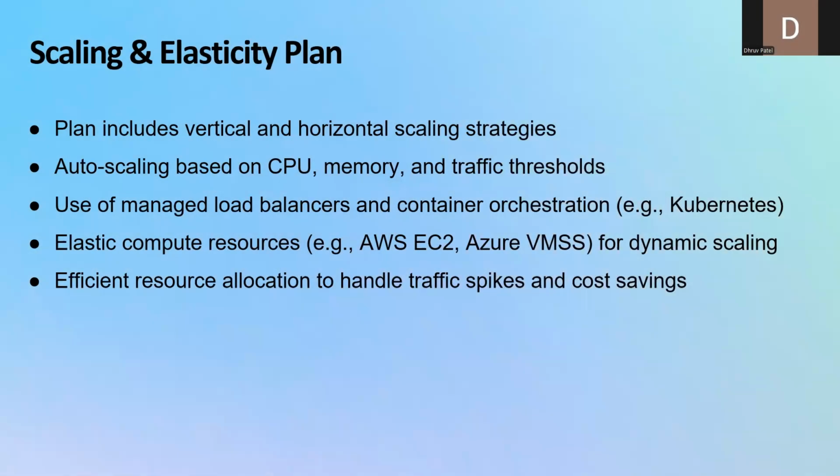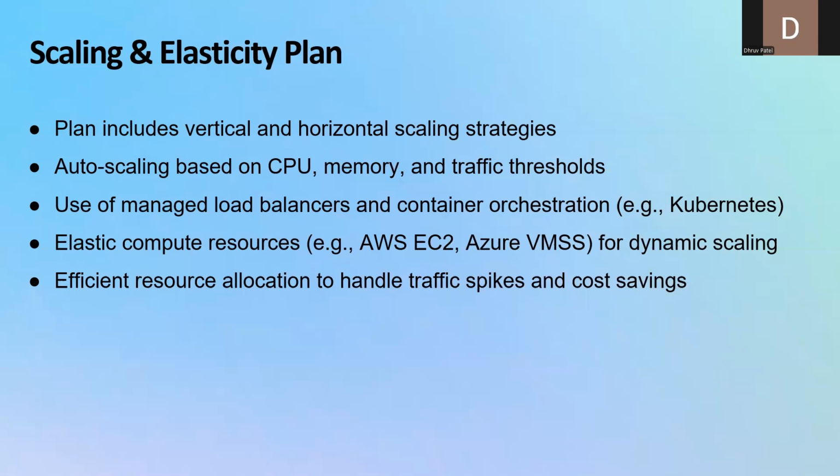Hi, my name is Dhruv Patel. Let's now talk about scaling and elasticity, two critical pillars of a successful cloud migration strategy for Tech Solutions. Our plan leverages both vertical and horizontal scaling. Vertical scaling allows us to add more power to an existing machine when needed, while horizontal scaling enables us to add or remove virtual machines based on real-time demand. This dual approach gives us flexibility and efficiency.